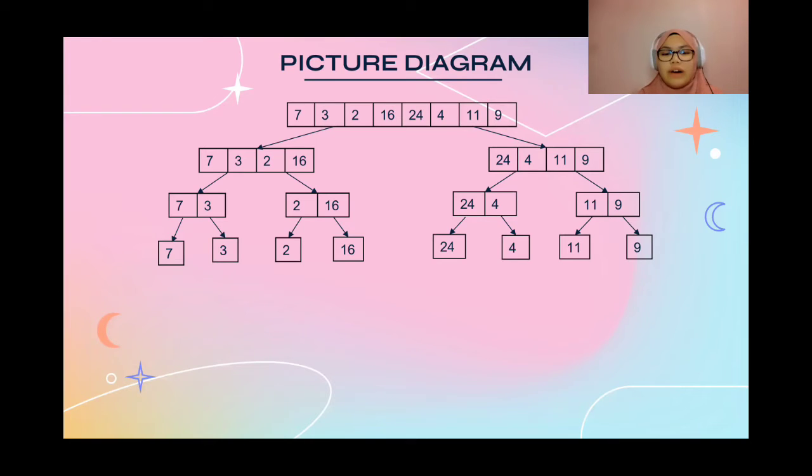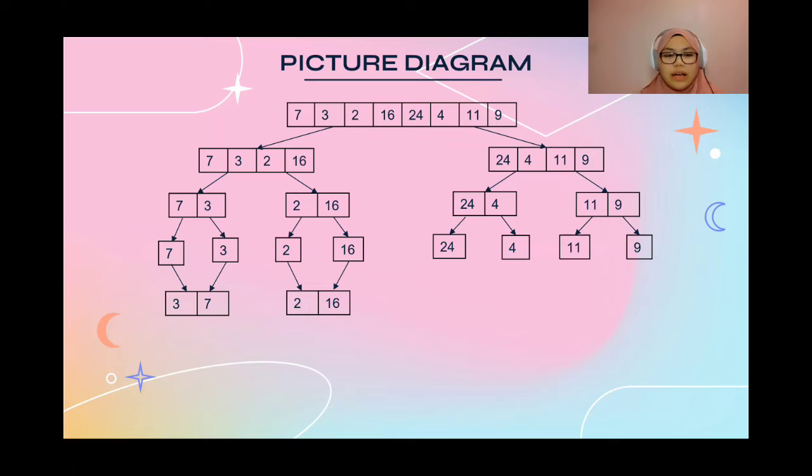After dividing the array into the smallest units, the merging starts based on the comparison of elements. First we check the data of 7 and 3, to see which is the smaller value. 3 is smaller, so 3 is filled first. Then we check 2 and 16, and 2 will be filled first. After that, we have two arrays.